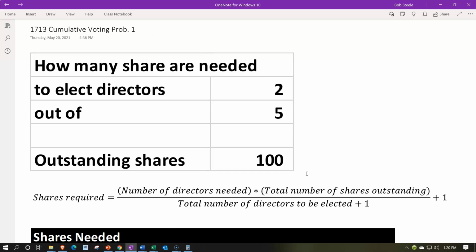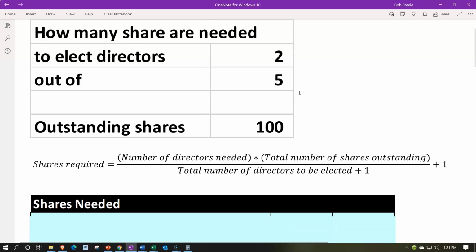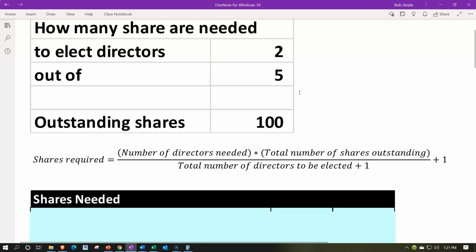How many shares do we need in order to basically guarantee that we can get 2 out of the 5? The other question that will commonly come up, and this will be the second question, is if I have so many shares, then how many people can I basically guarantee to elect? Those are 2 common questions that would come up in this type of cumulative voting situation. The math related to both of those questions will be similar, so we'll take a look at both of them as we go through these practice problems.